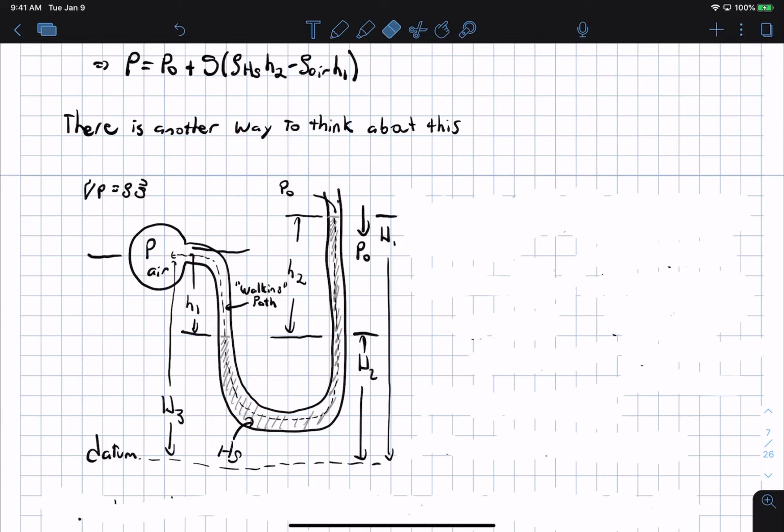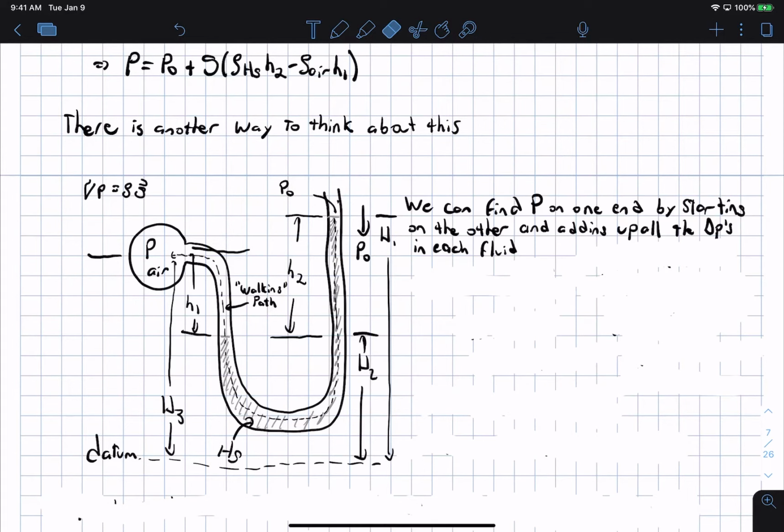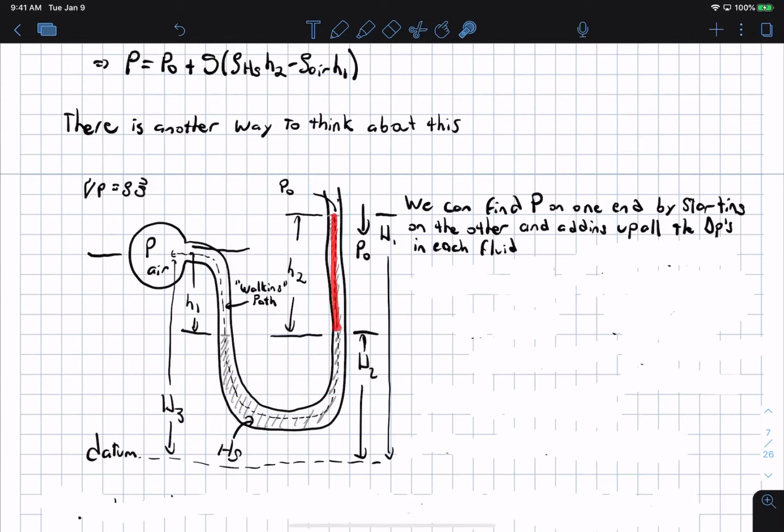So, that said, we can find pressure on basically one end by starting at the other end and adding up all the delta P's in each fluid. Basically, what I'm saying here is that we do a line integral, and start on one side and walk in the tube all the way to the other side.